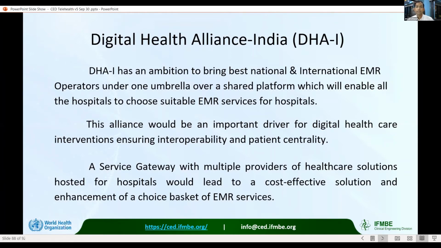so that hospitals that are fragmented, particularly in the private sector, which are small to medium size, can opt to choose providers of electronic medical record systems as per their needs in a cost-effective manner.